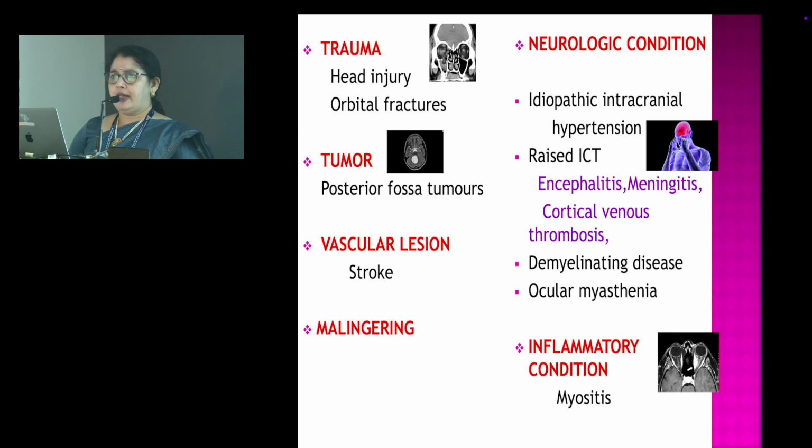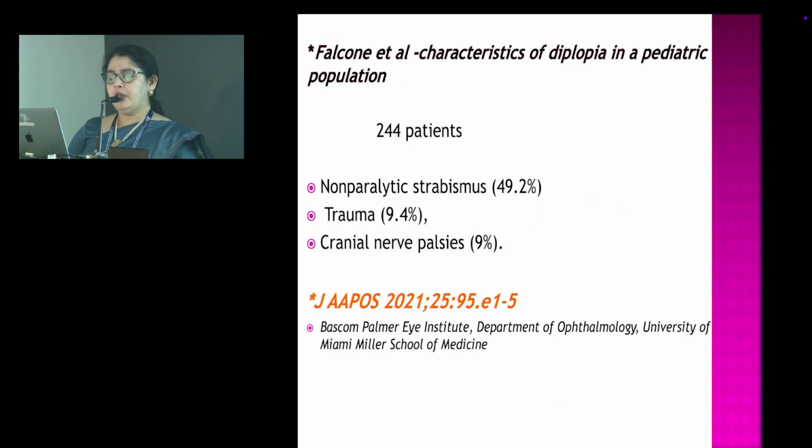Then all the varieties: trauma, tumors in children, even vascular lesions in certain predisposed children, neurological conditions of raised intracranial tension, demyelinating diseases, and of course ocular myasthenia should pass through our mind whenever we get something which is not conforming to any particular nerve palsy. Inflammatory conditions can occur like myositis, and very, very rarely we may even think of malingering, though it is very, very rare.